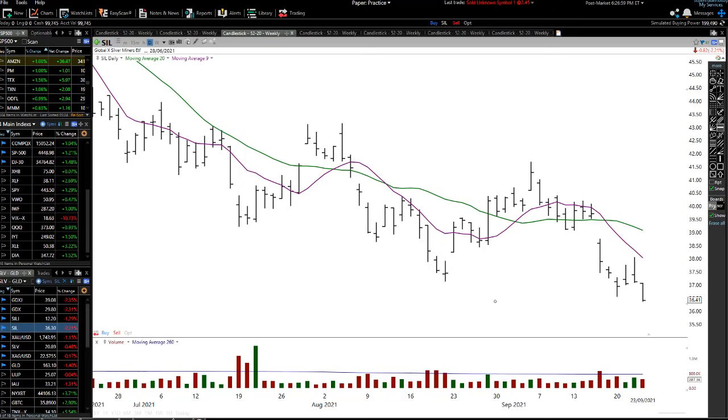We had this level of support through here. So we had this major level of support. Look what happened. It broke, that became resistance, and now we're pushing down. And look at the 9 moving average, still trending down. So we haven't actually even closed above it yet.